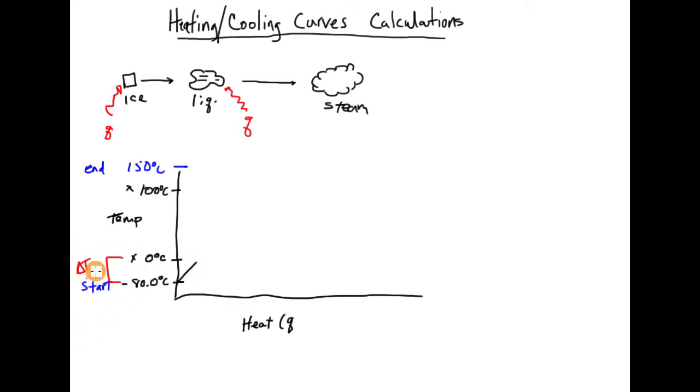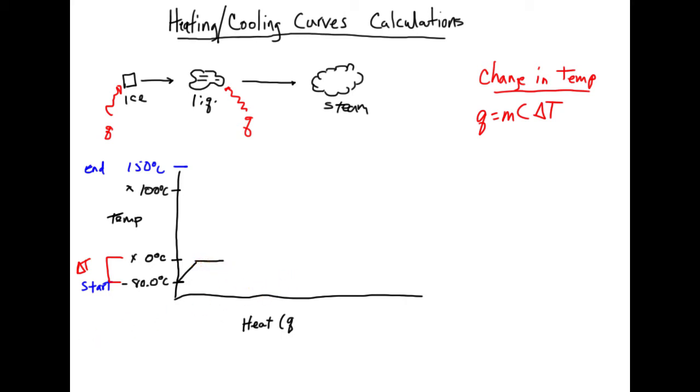The change in temperature is going to occur from negative 80 to 0 degrees Celsius. It's important to know that if we have a change in temperature, we're going to use Q equals MC delta T. So anytime we have a change in temperature, we're going to use this equation. Now for phase changes, the temperature will not change when you have a phase change.